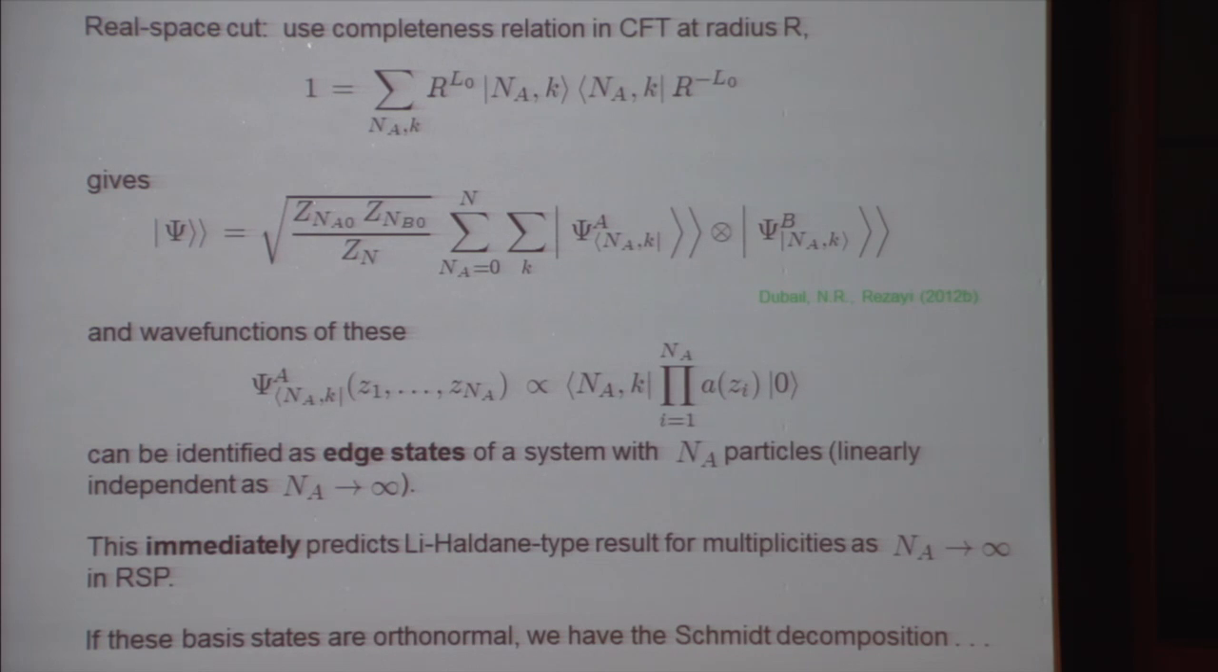L0 is the part of the Virasoro algebra. It's the Hamiltonian for evolving outwards in radius. So that's the completeness relation. If I plug that into my previous correlation function, then I get two separate expectations multiplied together and summed over NA and K. I say I am summing over NA here. And I can think of each of those as wave functions. So then I get something that's very nearly the Schmidt decomposition. I've decomposed my wave function into a sum of products of two pieces.